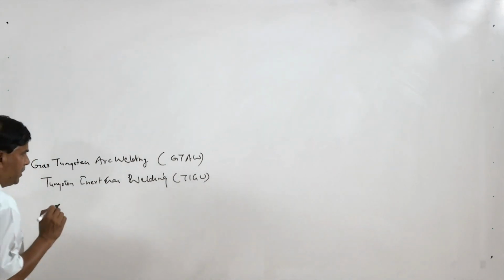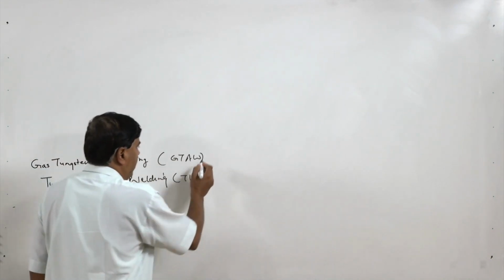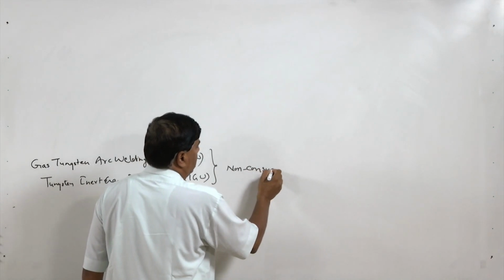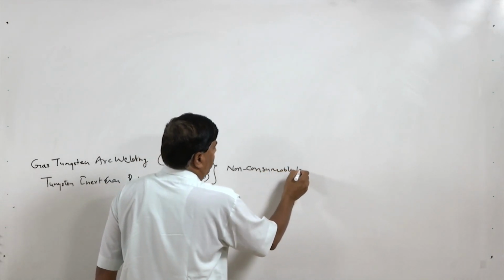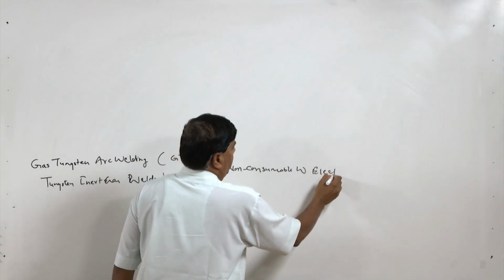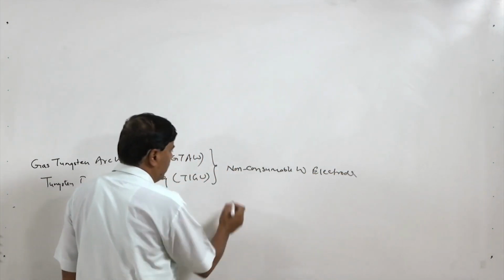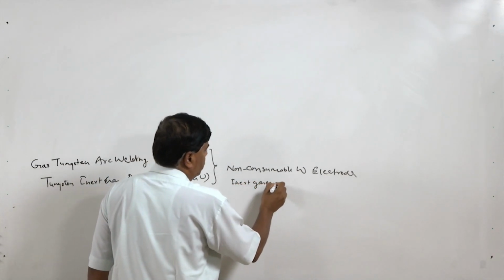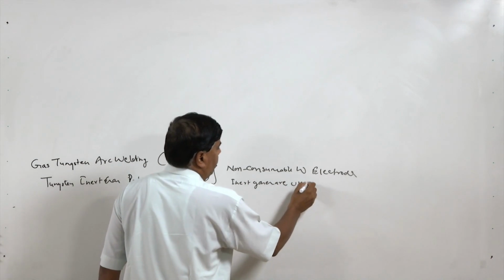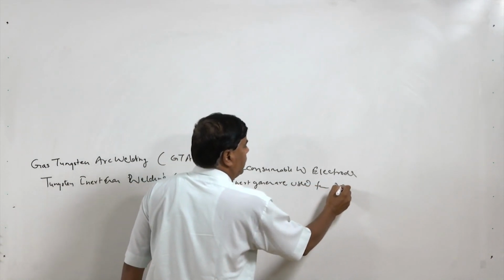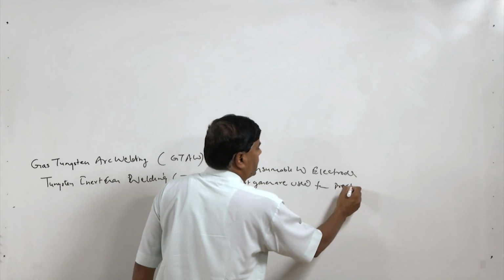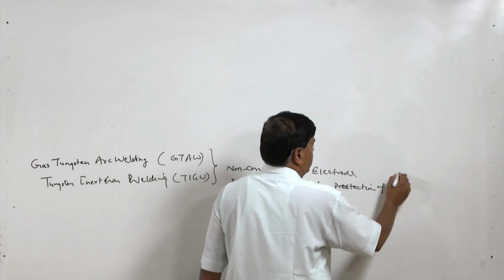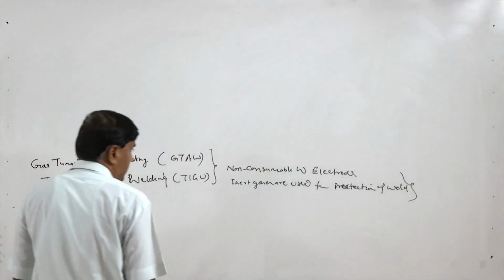So, there are a few unique things related with this process. It uses a non consumable tungsten electrode. This is one, and invariably only inert gases are used for protection of the weld pool. So, these are the two very unique things.